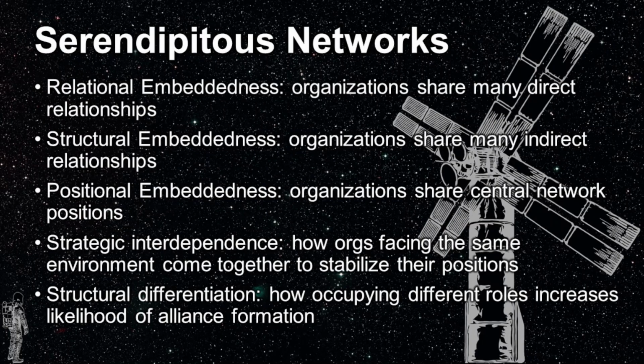Moving next to serendipitous networks, prior research identified 5 factors driving the formation of strategic alliances between organizations. The list starts with 3 types of network embeddedness, describing how organizations within the network are connected to each other, implying how important it is to have network status and access to unique information. Ultimately, connectedness depends on the reliability, reputation, and resourcefulness of the member organizations.